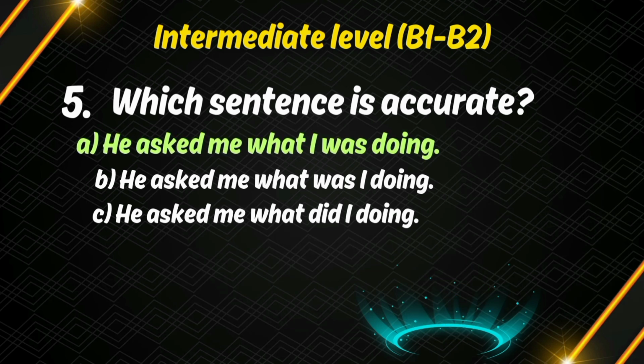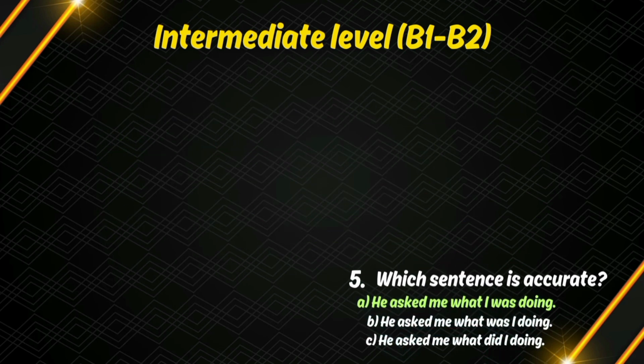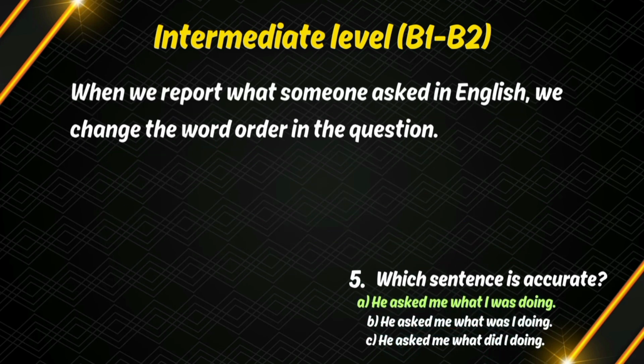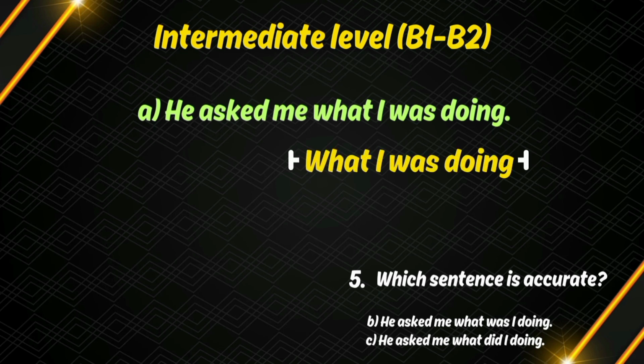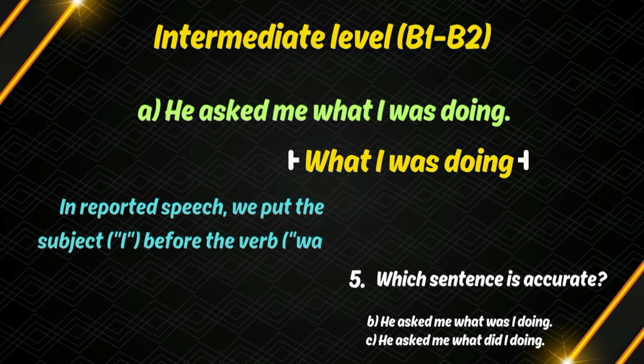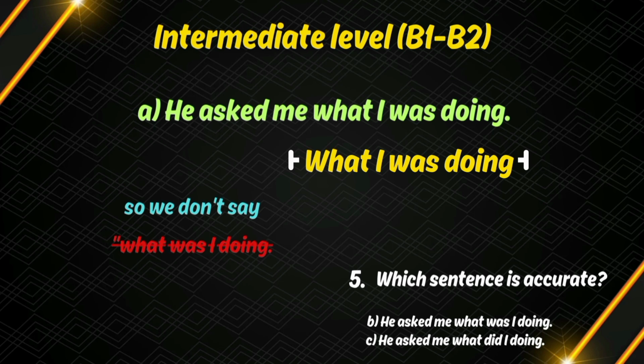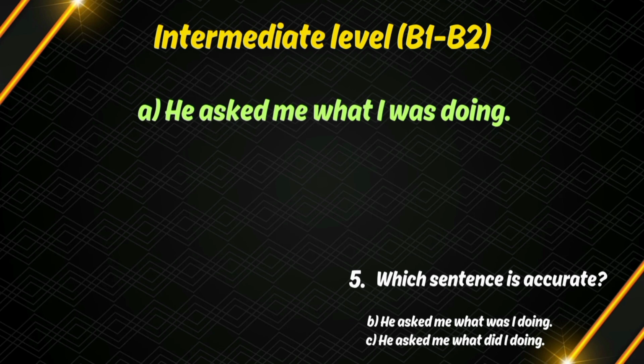The correct sentence is, he asked me what I was doing. When we report what someone asked in English, we change the word order in the question. In this case, the correct sentence is, he asked me what I was doing. Here, what I was doing is the question he asked. In reported speech, we put the subject I before the verb was in the question, so we don't say, what was I doing? Instead, we say, what I was doing. This way, the sentence follows the standard word order for reported questions.